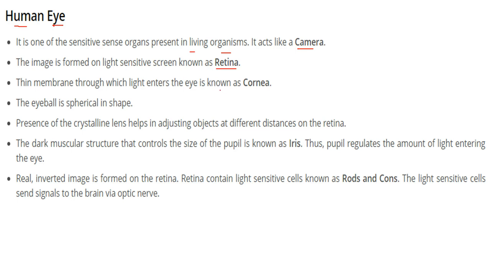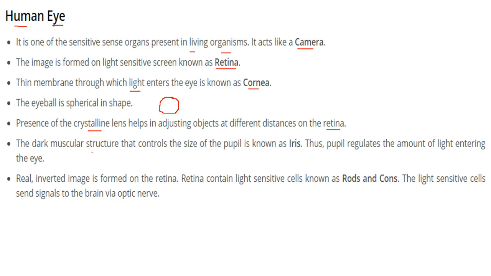There is a thin membrane through which the light enters into the eye, and this is known as the cornea. The eyeball is spherical in shape. There is a presence of a crystalline lens that helps in adjusting objects at different distances, or the location of the object and the image of the object onto the retina.